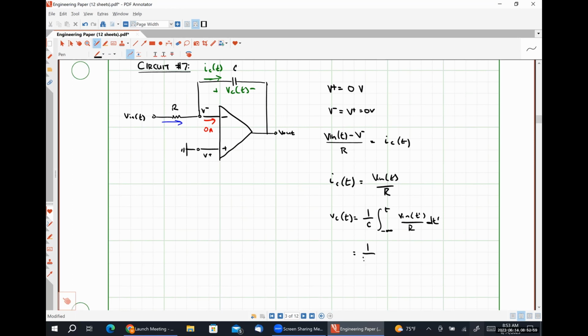or 1 over RC, since my resistor value is a constant, times simply that integral of Vn. So what we just found here is that the capacitor voltage is equal to this. So what we need to do now is relate our capacitor voltage to our output voltage. So once again, I'm going to do something here to help illustrate what that relationship is. Our output voltage is measured with respect to ground.